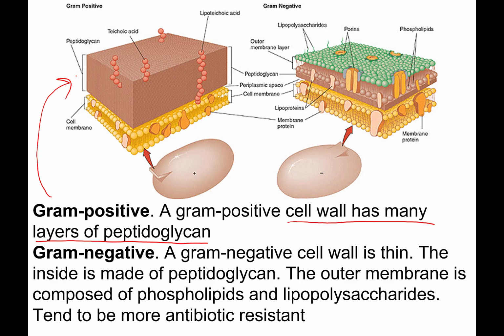In contrast, for gram-negative, the cell wall is thin, but it's a multi-layered structure. On the inside, it's made of peptidoglycan that's similar, but then it has an outer membrane composed of phospholipids and lipopolysaccharides. Lipopolysaccharides in particular stimulate a lot of inflammation. So these gram-negative bacteria tend to be more antibiotic resistant. They also tend to be more virulent.